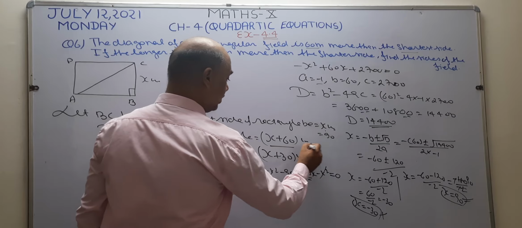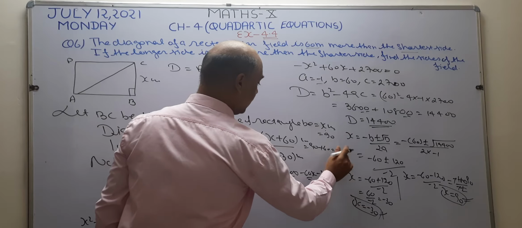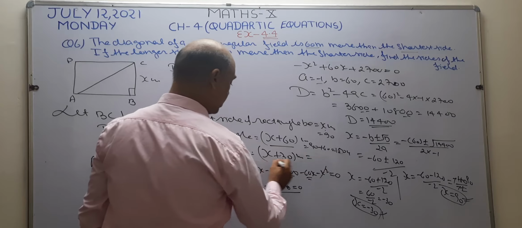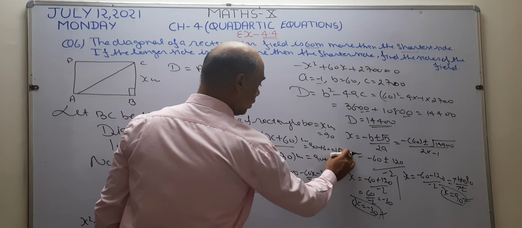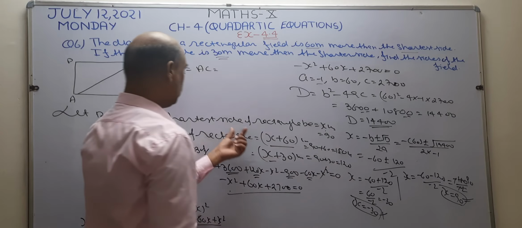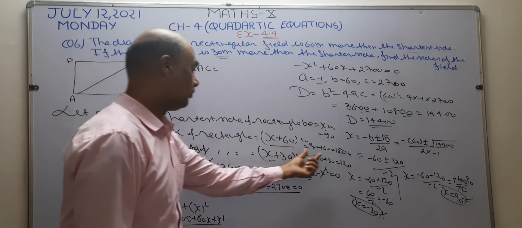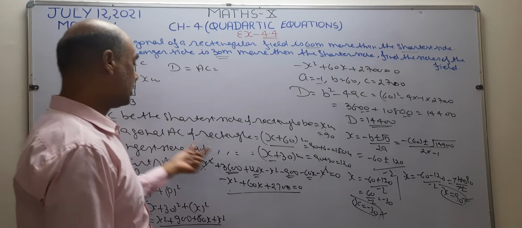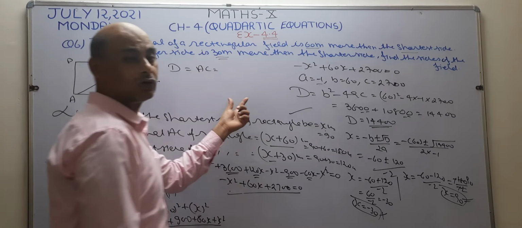The diagonal becomes 90 plus 60. 90 plus 60 is 150 meter. So the diagonal becomes 150 meter, and the longer side becomes 90 plus 30, which is equal to 120. Okay. So the shorter side becomes 90, the diagonal becomes 150, and the length of the rectangle becomes 120 meter. So this is the answer to the question.